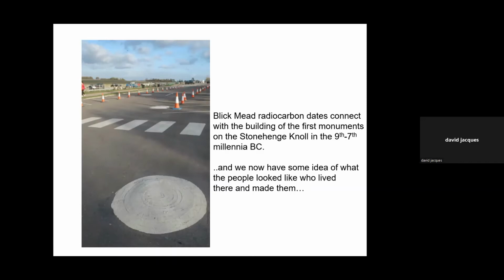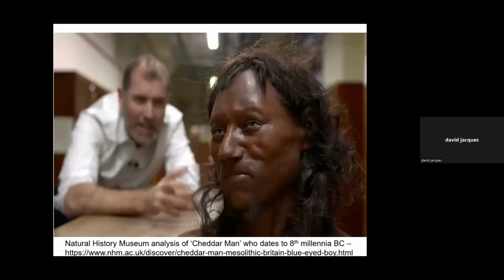As I say, I'm saying it's people from Blick Mead, but thanks to the Natural History Museum, some of you may have seen the documentary about this on PBS fairly recently. We now have an idea of what people look like, and this is really interesting. So the Natural History Museum's analysis of so-called Cheddar Man, a guy who lived in the village of Cheddar, which is in Somerset, about 3 hours downriver to Blick Mead.